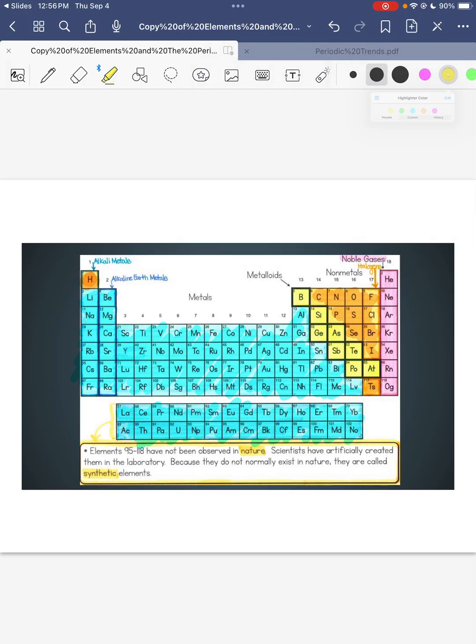And then, of course, in yellow along this staircase, we have our metalloids. So we can see here that the metalloids do a good job of separating the metals from the nonmetals.